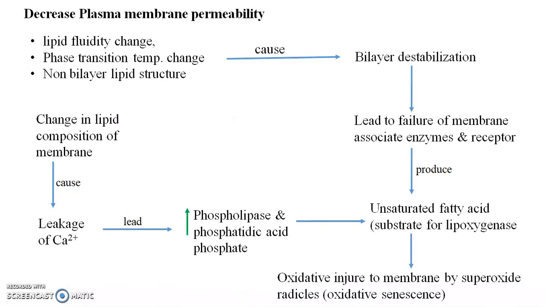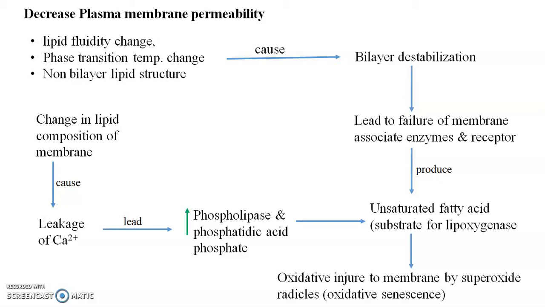Decrease plasma membrane permeability. तो इसमें डिफरेंट चेंजेस है. लिपिड फ्लूइडिटी चेंज, फेज ट्रांजिशन, टेम्परेचर चेंज, नॉन bilayer lipid structure. They all cause the bilayer instability. It leads to failure of membrane associated enzyme and receptors, which produce the unsaturated fatty acids. It causes the increased phospholipase and phosphatidic acid phosphatase.